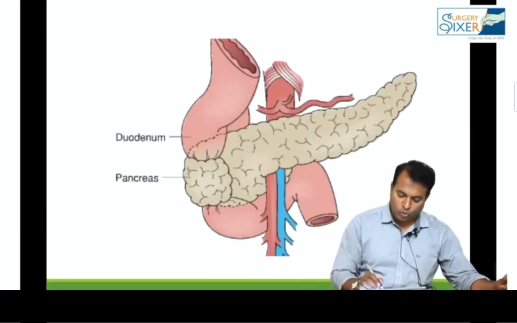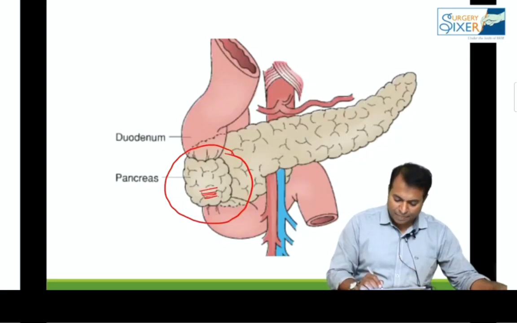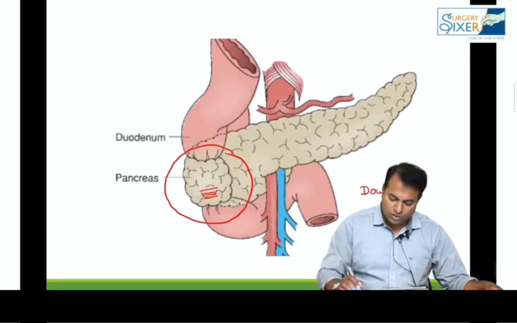So this is a classical picture showing an annular pancreas. You can see the typical annular pancreas compressing the second part of the duodenum. Please don't forget, it is associated with Down syndrome. Okay, Down syndrome, annular pancreas. Treatment of choice is duodenoduodenostomy.